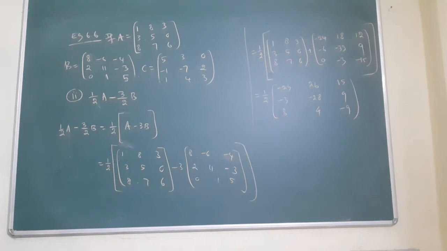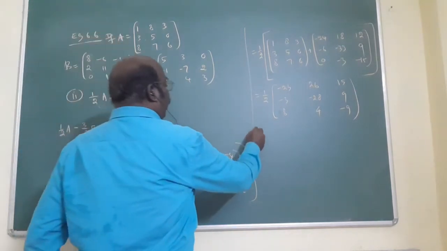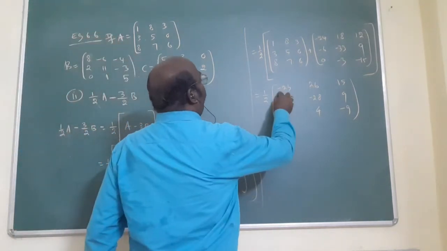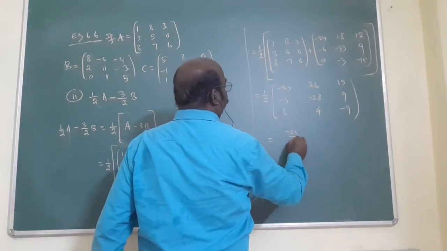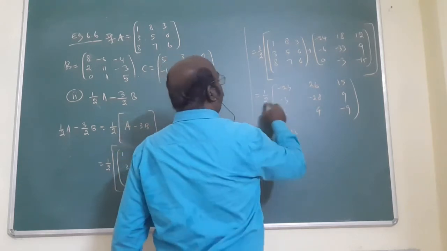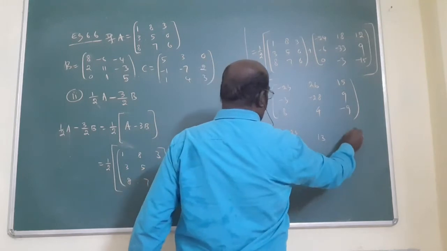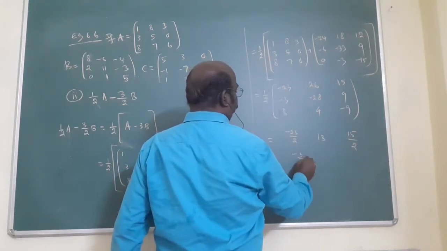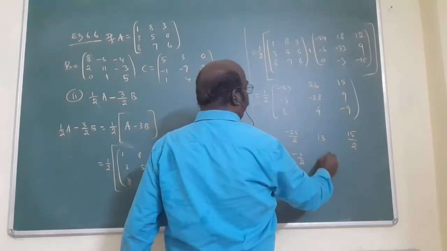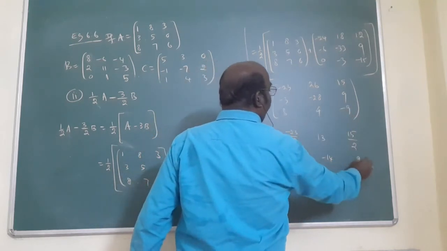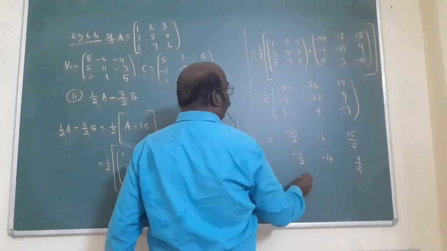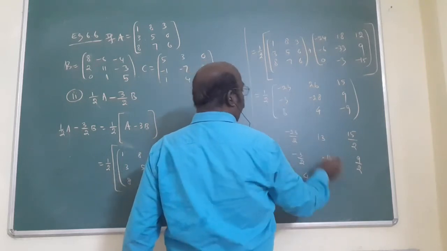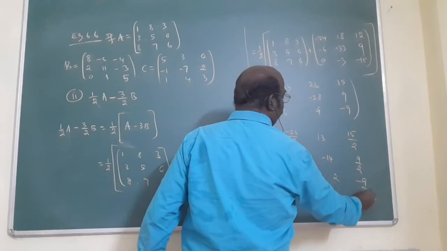But the book answer is all the numbers are divided by 2, no? Minus 23 by 2. Am I right? 26 by 2 is what? 13. 15 by 2. Minus 3 by 2. Here minus 28 by 2 is what? Minus 14. 9 by 2. Here 8 by 2 is what? 4. 4 by 2 is what? 2. Minus 9 by 2. This is the correct answer.